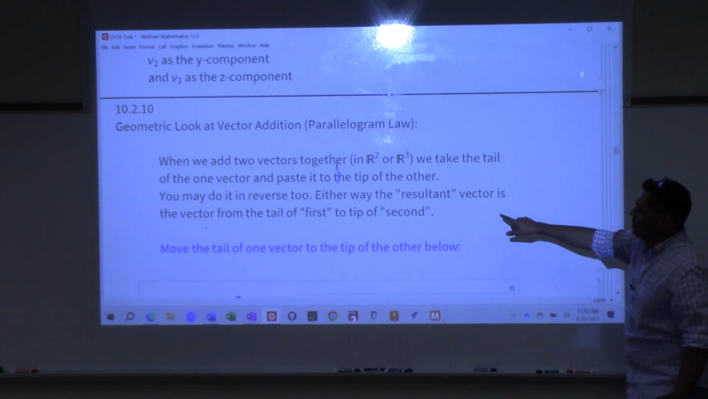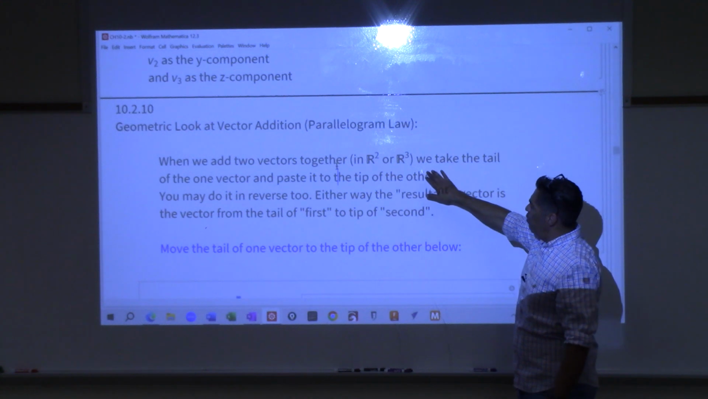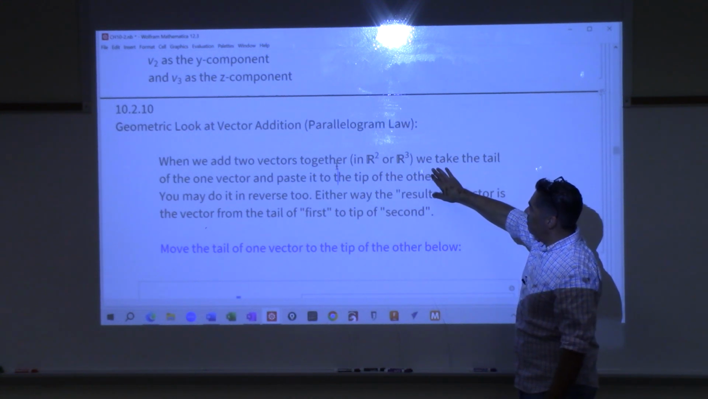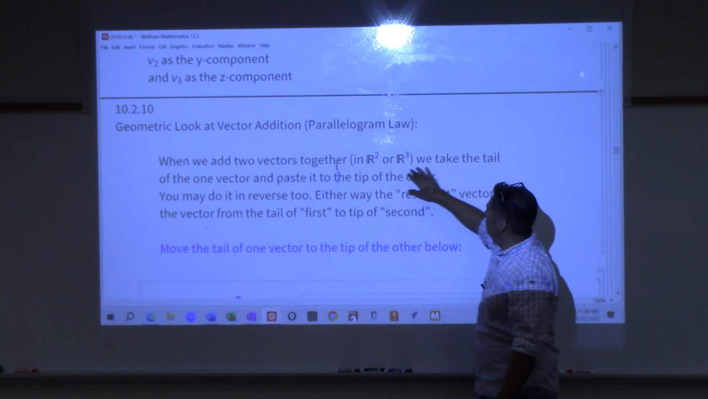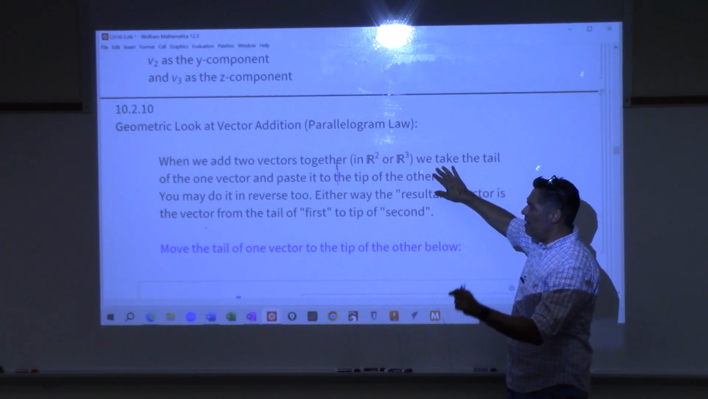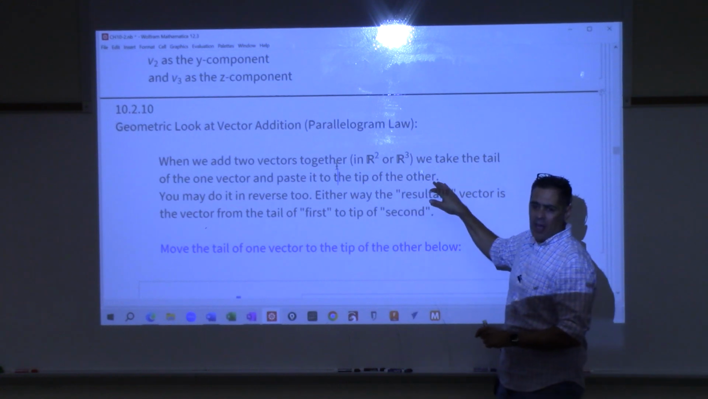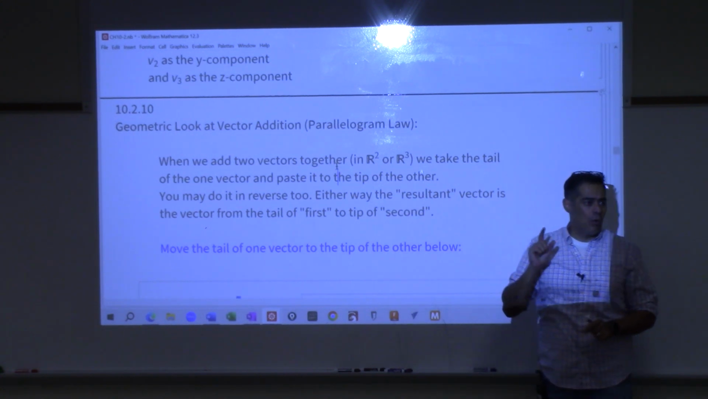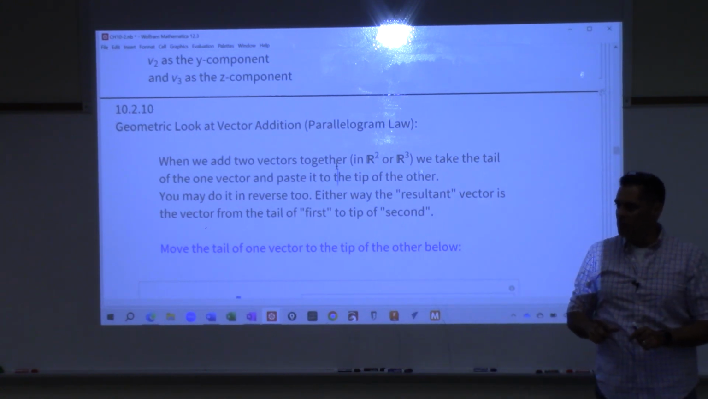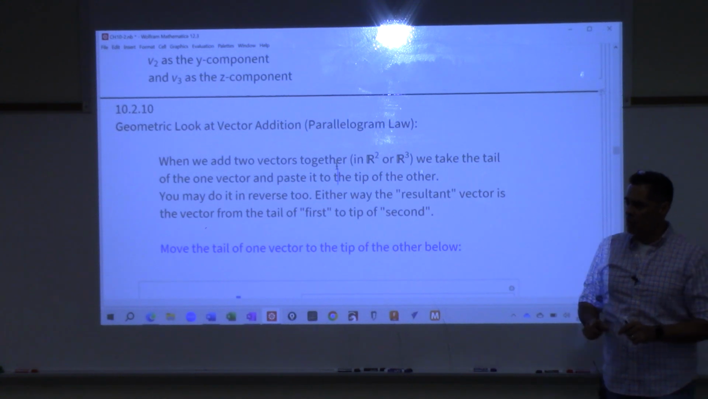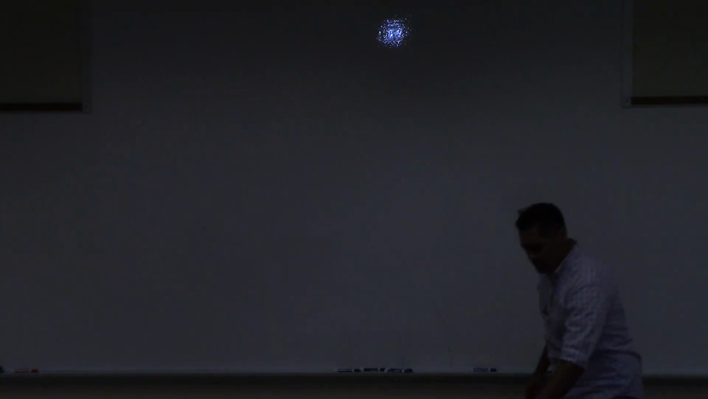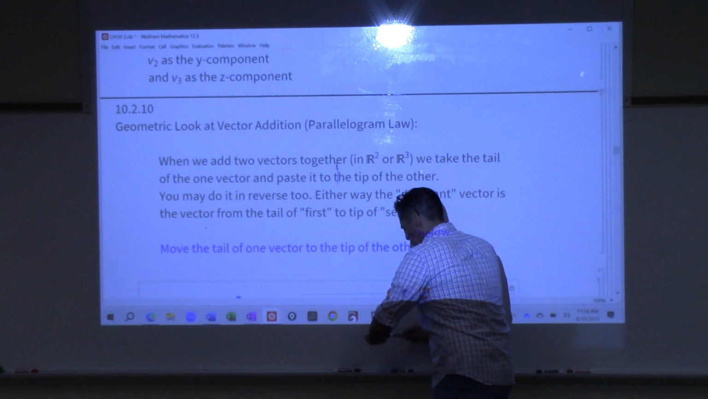So I put here this important point when we add vectors together. It says if we add 2 vectors together, we take the tail of one of the vectors and paste it to the tip of the other. And the order in which you do that does not matter when it comes to vector addition. If you have 2 vectors you want to add them, let me get my 2 vectors here.